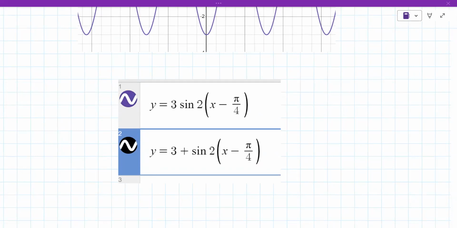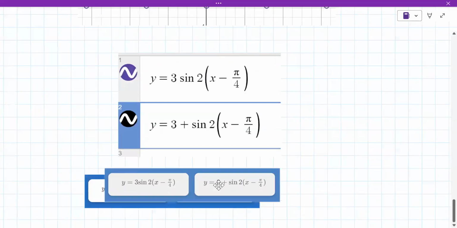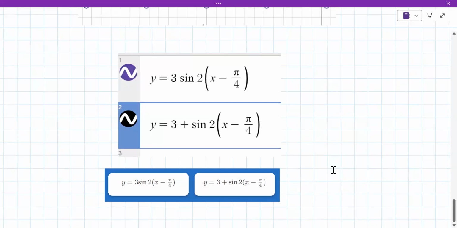I'm going to snip in these problems here. I did the same thing too, but I don't know why mine's just on the same line. Maybe I did something wrong. Hold on.